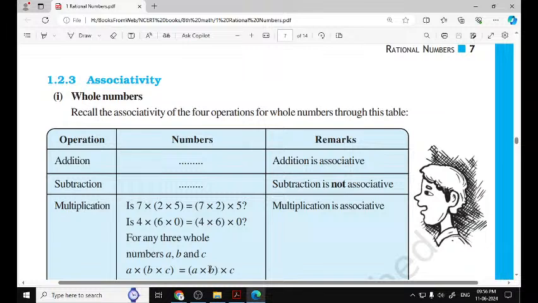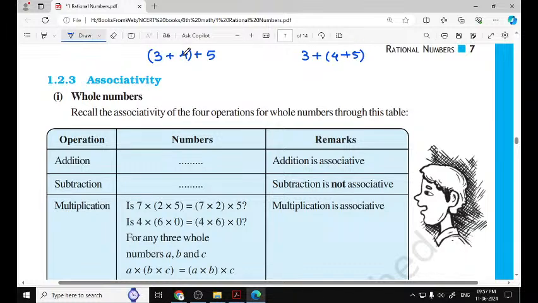Associativity for whole numbers. Recall the associativity of 4 operations for whole numbers through this table. Addition. Associative means if we have 3 whole numbers, 3, 4 and 5, and we add these numbers by changing their groups, first we add 3 and 4, then we add 5 in that sum. Or we add 4 and 5 first and then we add 3 to their sum.